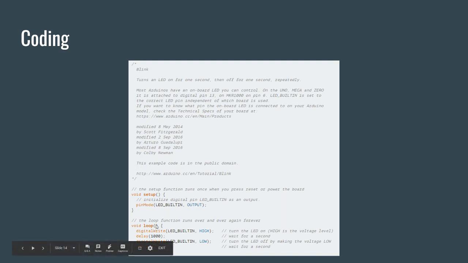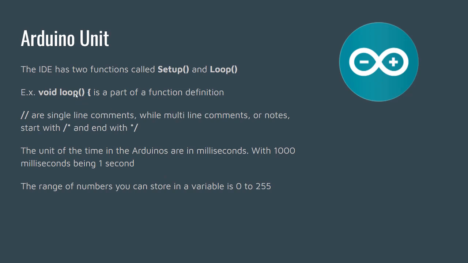So if we look right here, this is the Blink program, by the way. It's just going to be looping this program right here, which turns the LED on, waits a second, then turns it off, and then down here, covered by the little menu, waits another second, and then repeats the process over and over until you unplug it. So void loop, the two parentheses and then the open curly bracket, is a part of a function definition, and a function definition is a statement that creates a new function specifying its name, parameters, and the statement it executes. So it's just basically saying that this is part of a function.